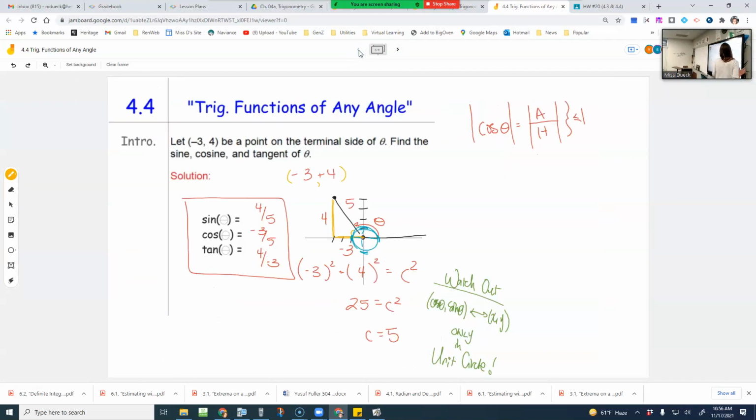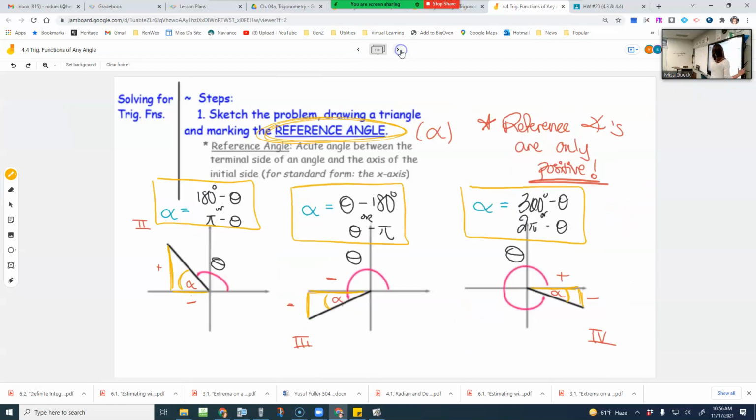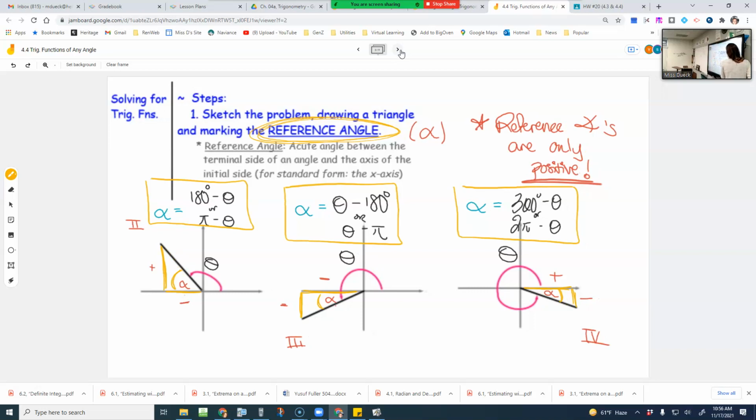Any angle. Trig functions of any angle. And any angle means I don't care if it's just the first quadrant. I can get to the second quadrant and have a right triangle, get to the third quadrant and have a right triangle, get to the fourth quadrant and have a right triangle.